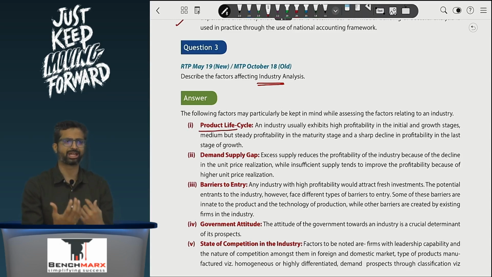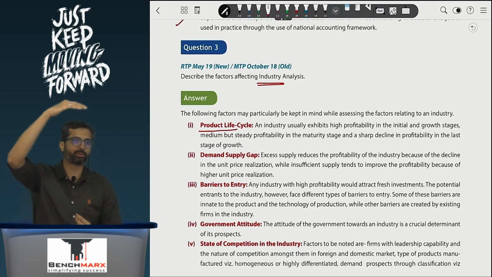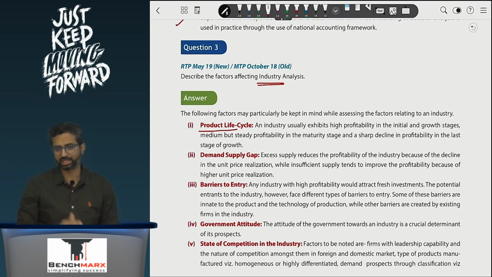Like the product has a life cycle in general. The demand picks up, reaches a particular plateau and then probably declines. So we are trying to figure out that the industry in which you are planning to invest, where does it sit in the overall product life cycle?